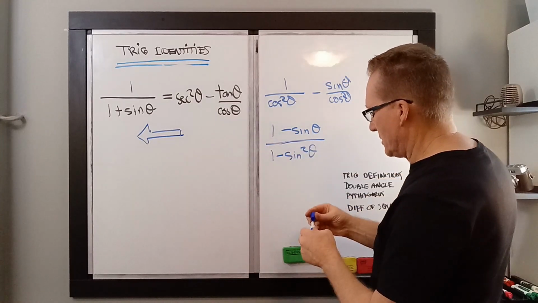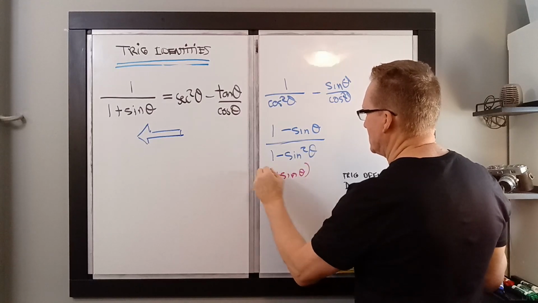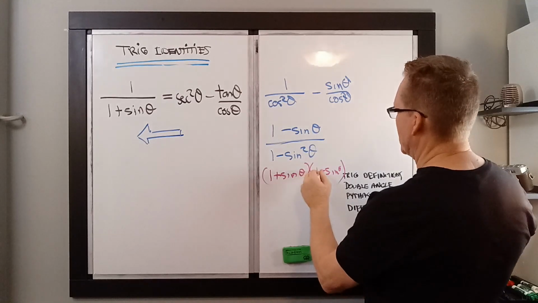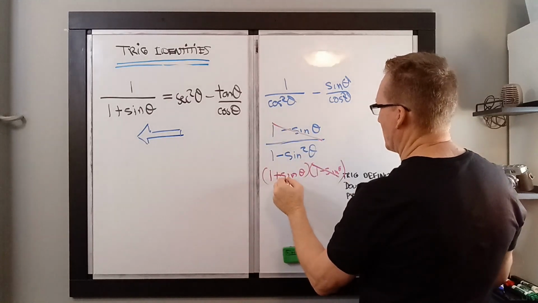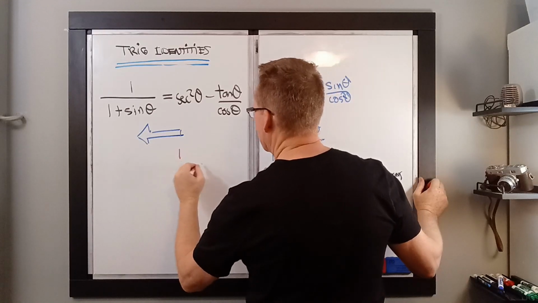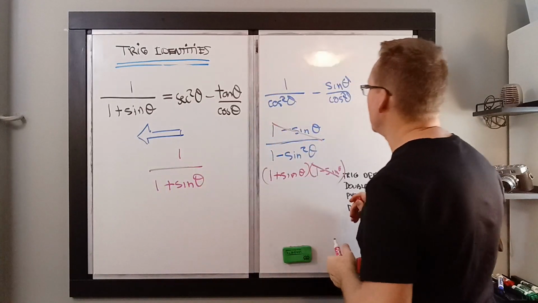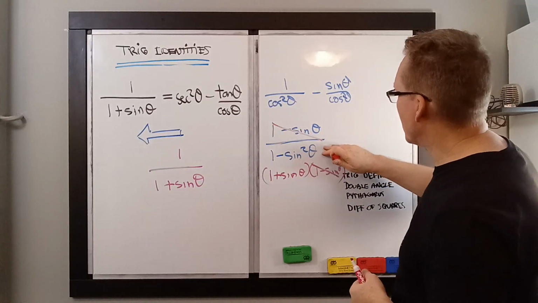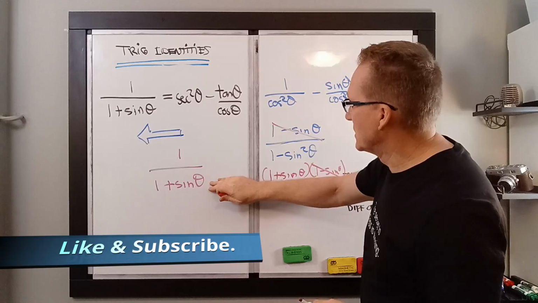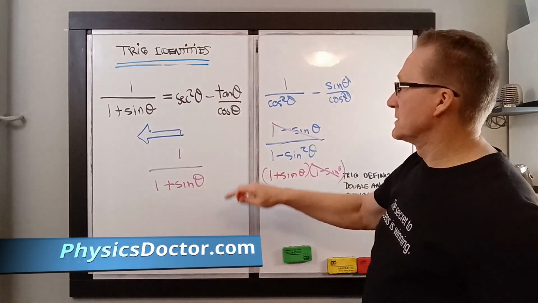This denominator is the same as 1 plus sine theta times 1 minus sine theta. So this can cancel with this, leaving us with 1 over 1 plus sine theta. So here we have this right side that we have reduced into this function here, which is exactly what we wanted to do, and we've now proved this.